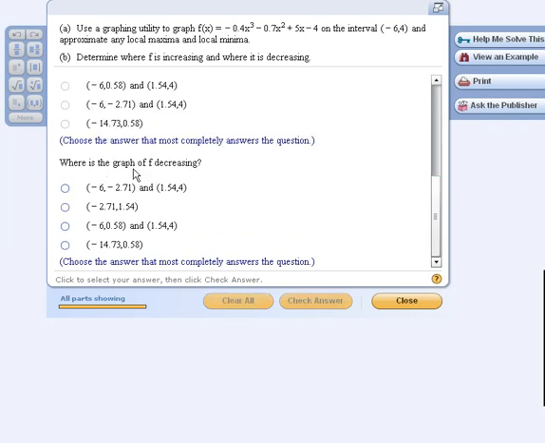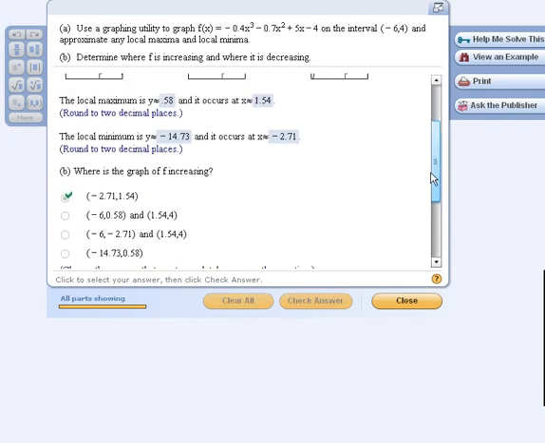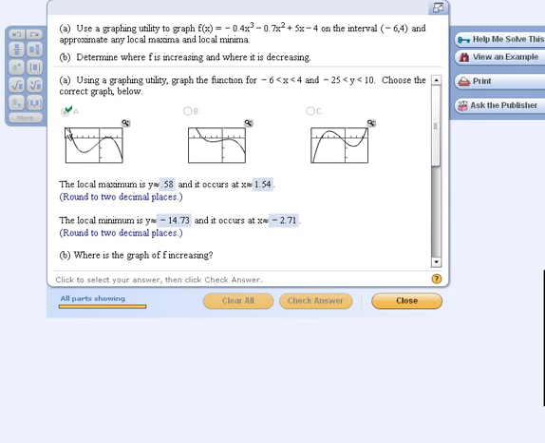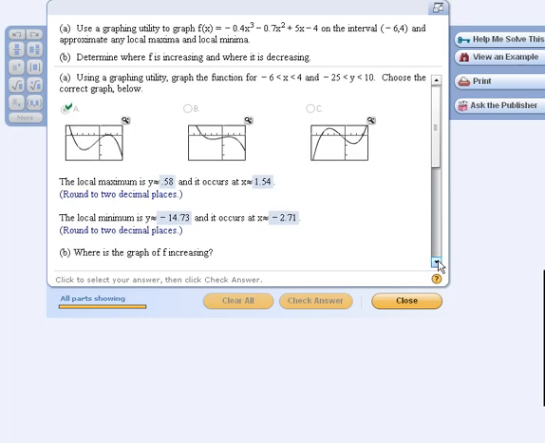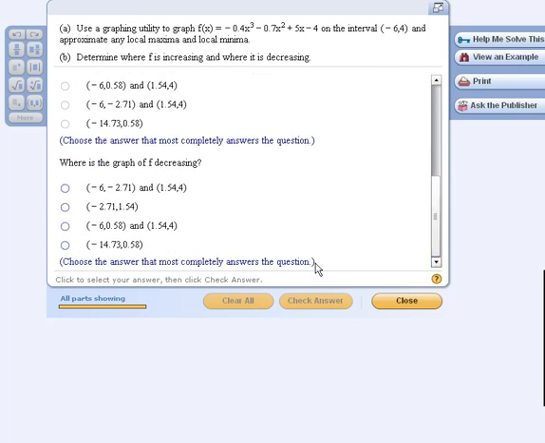And now, where is the graph decreasing? Well, remember, looking back up at the graph, it was decreasing from negative 6 all the way over to here, which was negative 2.71. And then again, it started at 1.54 all the way over to 4. So now we just find those answer choices. Negative 6 to negative 2.71 and 1.54 over to 4.